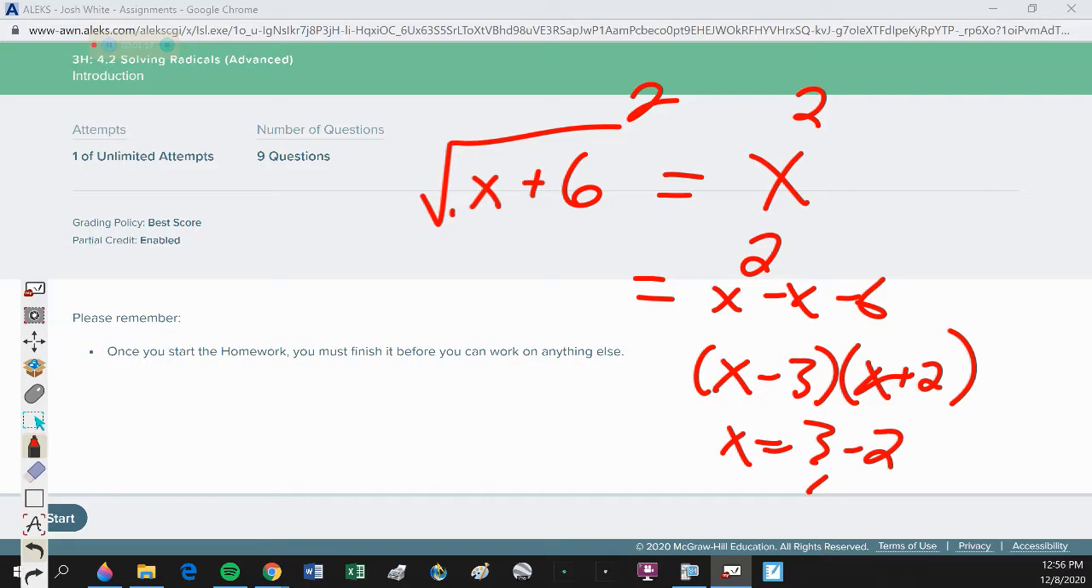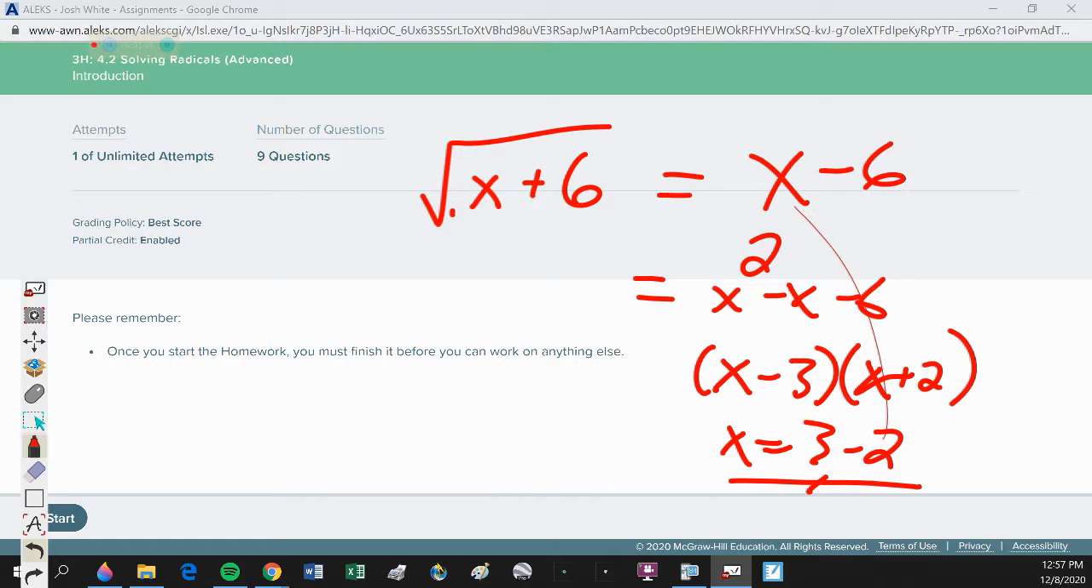Now, does it not work because the 2 is negative? No, it doesn't work because when you plug it back in here, we get a square root equals a negative number. So if it said x plus 4, would negative 2 be okay? Yeah, negative 2 would be just fine. What if it said x minus 6? Then neither of those work, because when you plug in 3, 3 minus 6 is a negative, and square root cannot equal a negative.